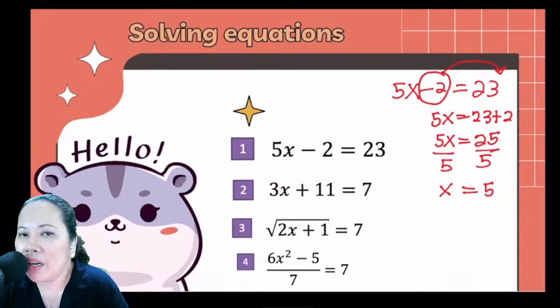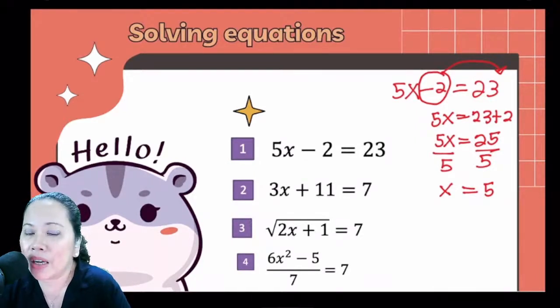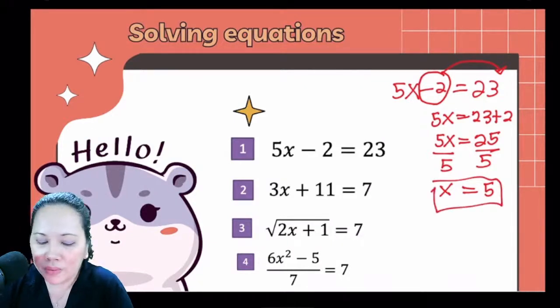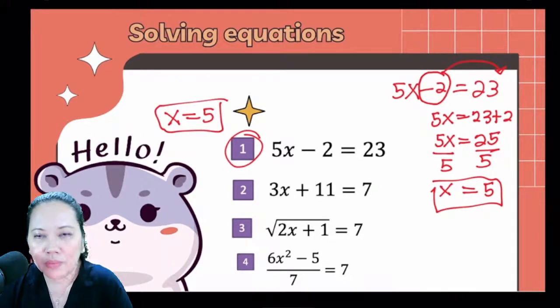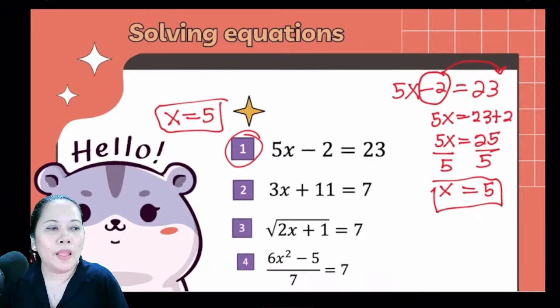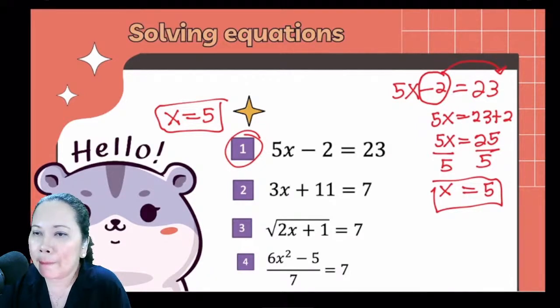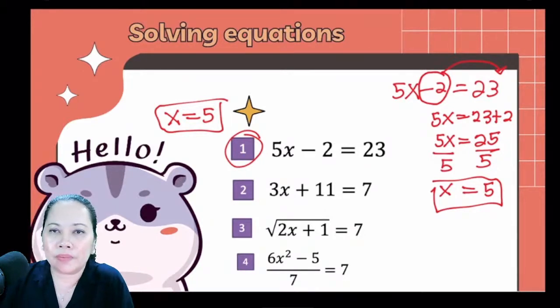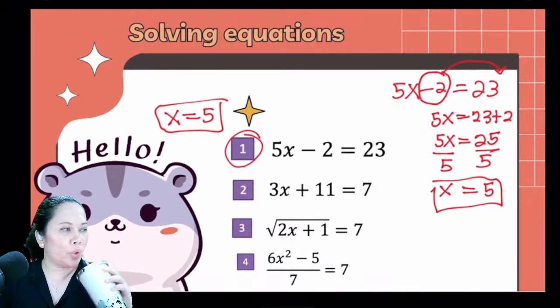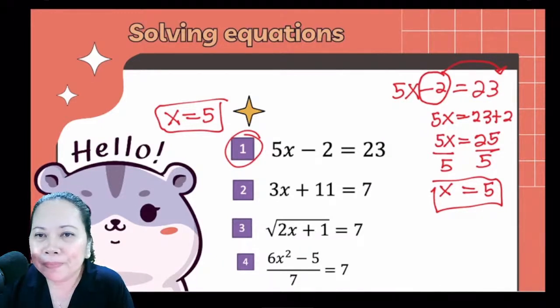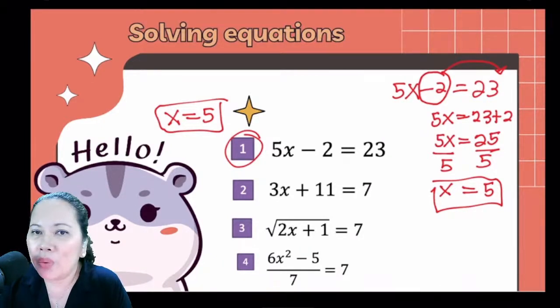So 5 divided by 5 is 1. 25 divided by 5 is 5. So therefore, x is equal to 5. So for number 1, that will be x equals 5. Are we okay with number 1?